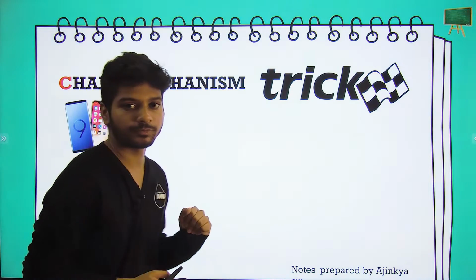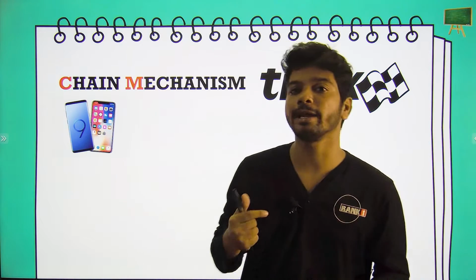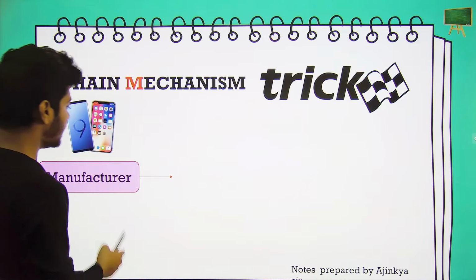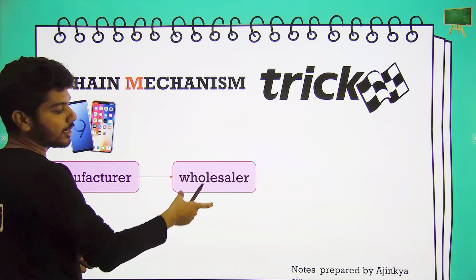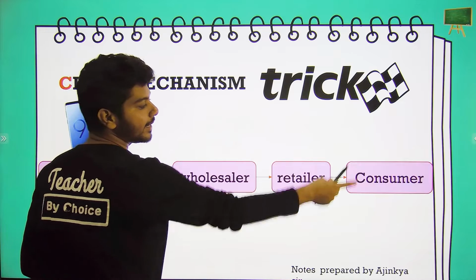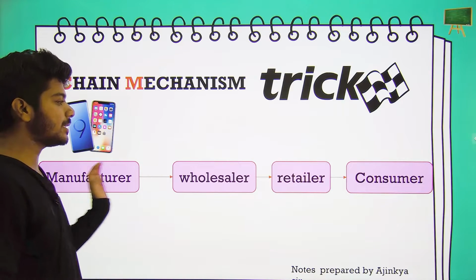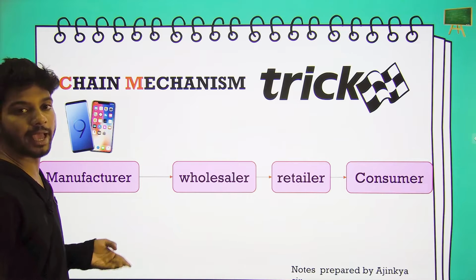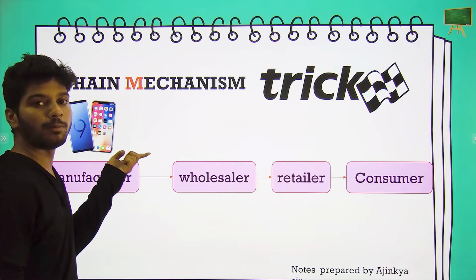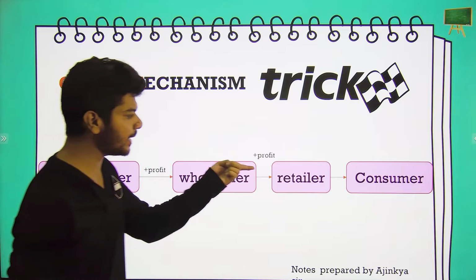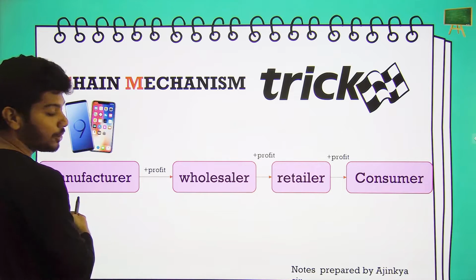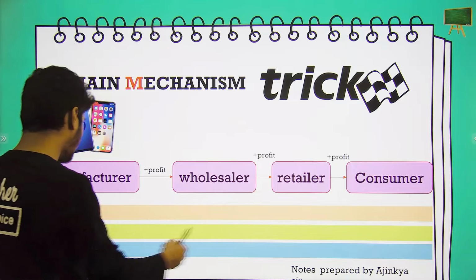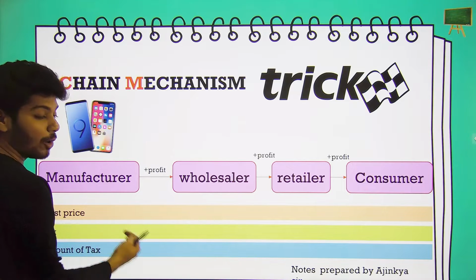In this lecture, we are going to see the chain mechanism, how the product flows from manufacturer to wholesaler, wholesaler to retailer, and retailer to consumer. So this is the chain. Always remember, profit is written above the arrow marks in every case, and there are three more columns. First is cost price, another is tax, and amount of tax.